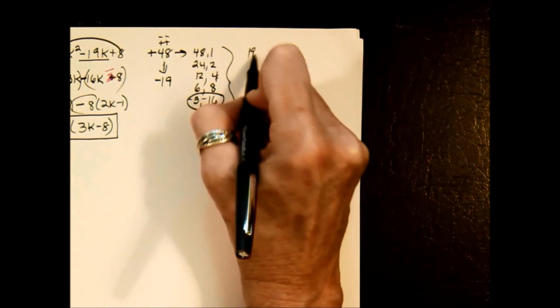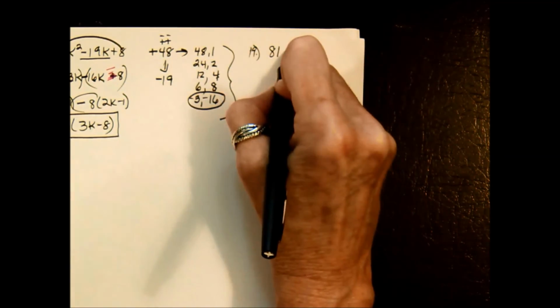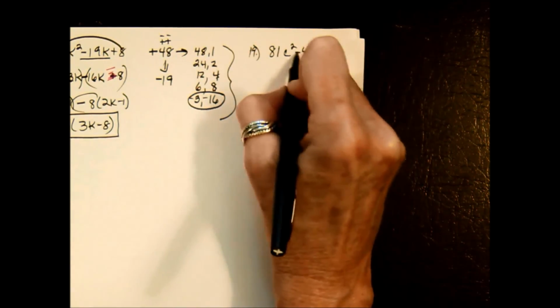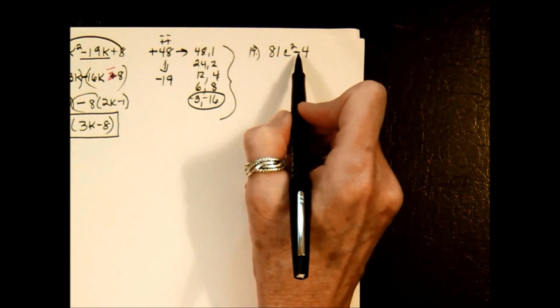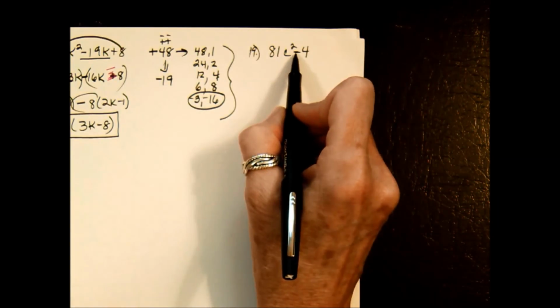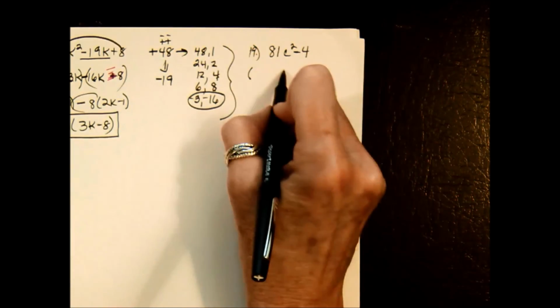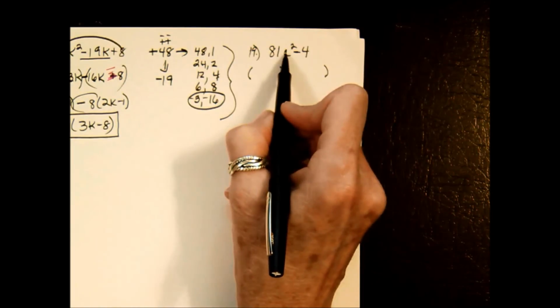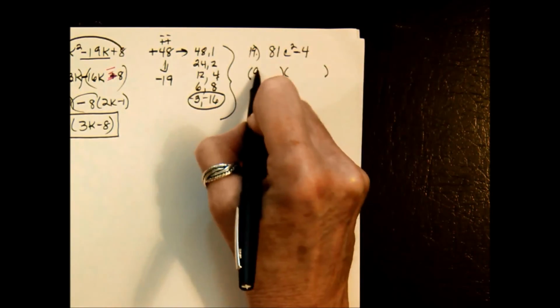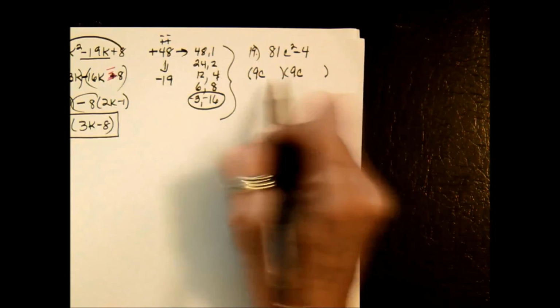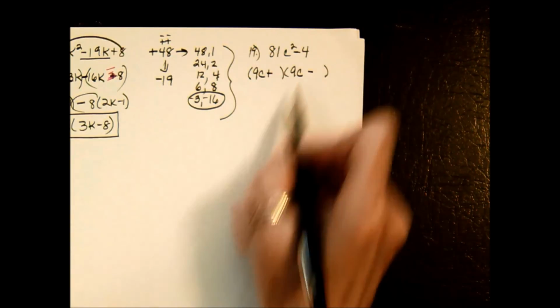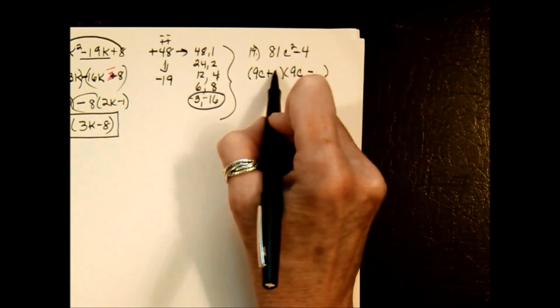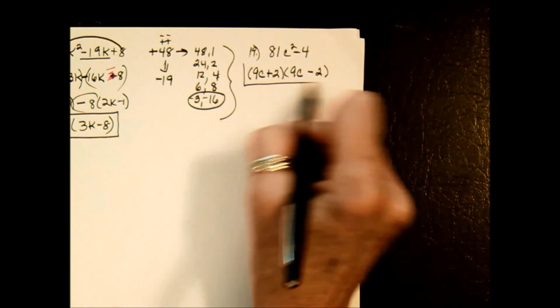All right, let's look at number 19. This is a very simple one, and the reason is it's a difference of two squares, meaning there's only two terms, it's subtraction, and they're both perfect squares. So you just go ahead and make your FOIL pieces, and you say, what got squared to make 81c squared? 9c, 9c. Make one a plus and one a minus. What got squared to make 4? 2. And you have it. Simple as that.